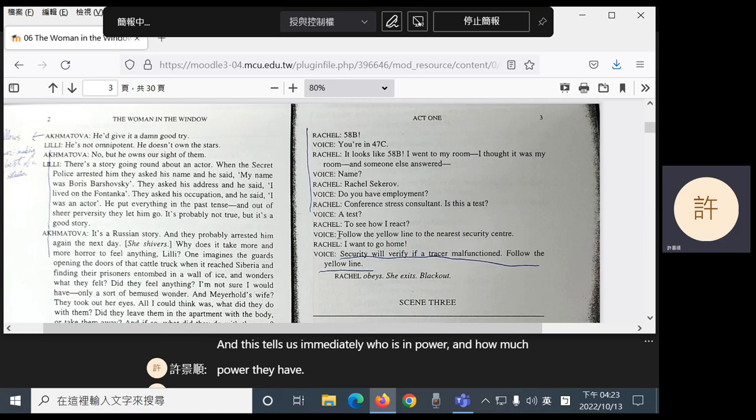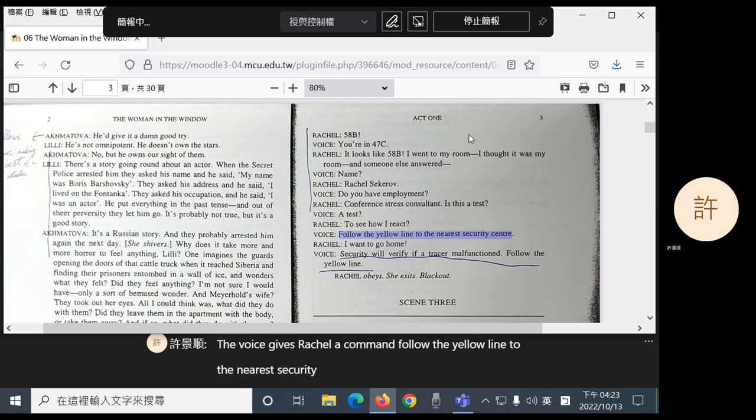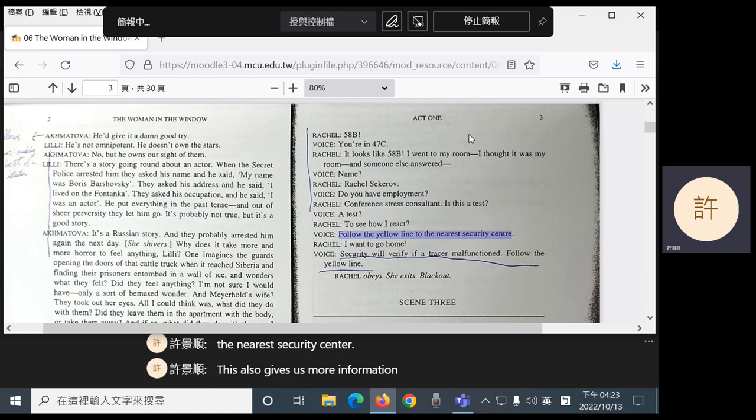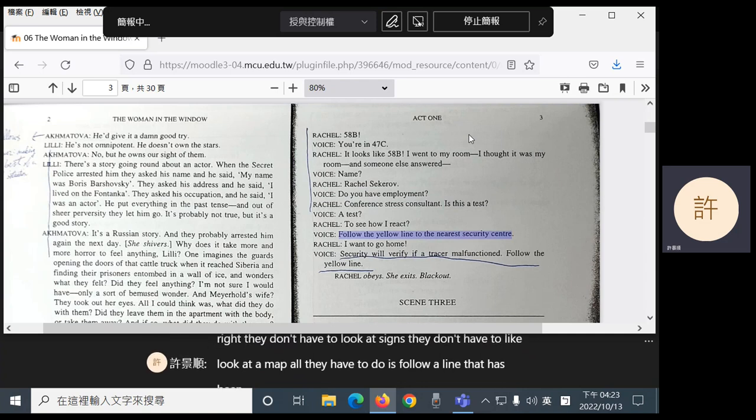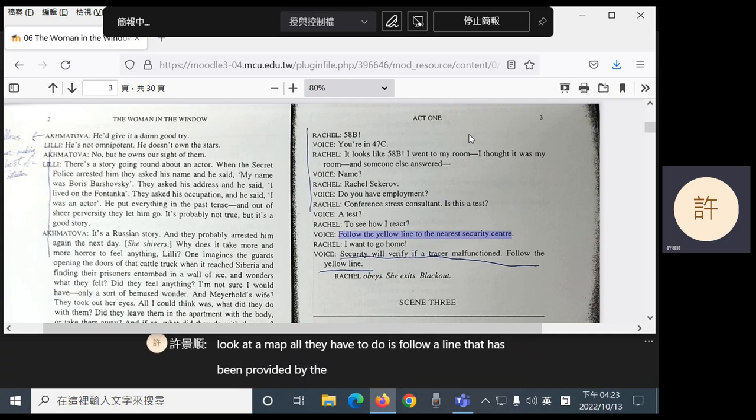The voice gives Rachel a command: follow the yellow line to the nearest security center. This also gives us more information. The society does not let its people find their own way, right? They don't have to look at signs. They don't have to look at a map. All they have to do is follow a line that has been provided by the person in charge. So Rachel doesn't have to think about it. She only has to follow orders.